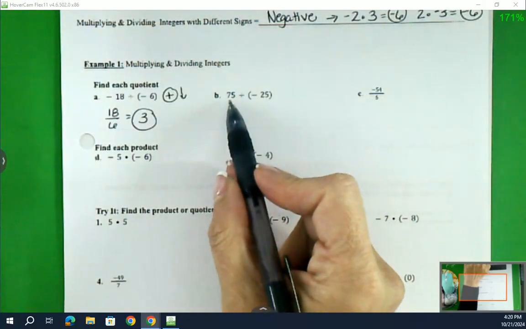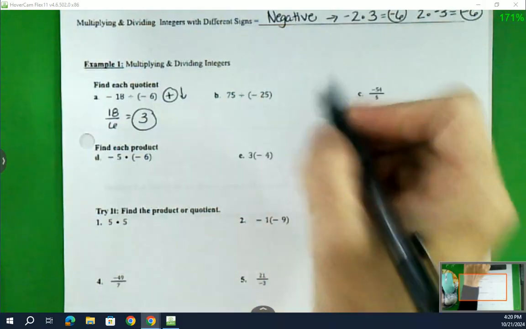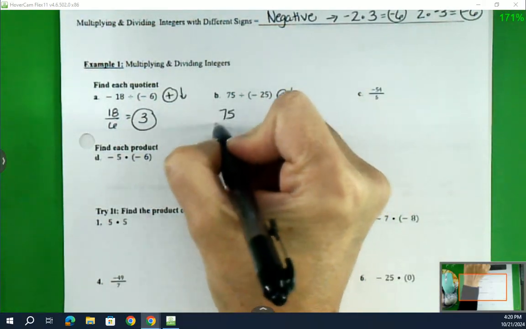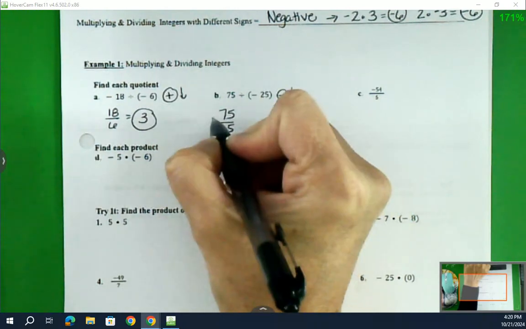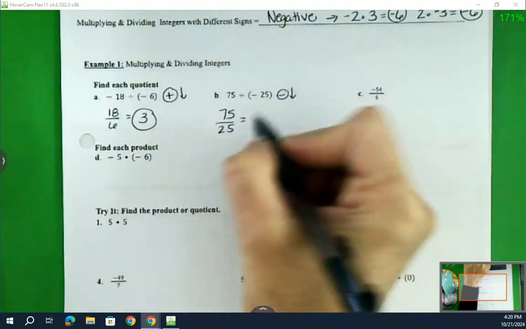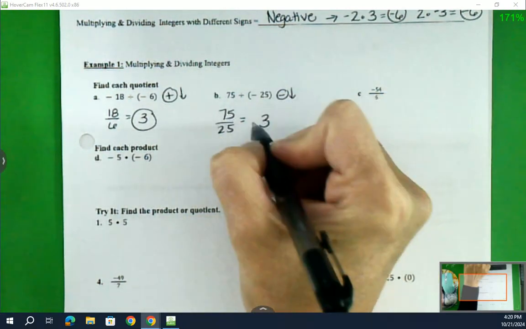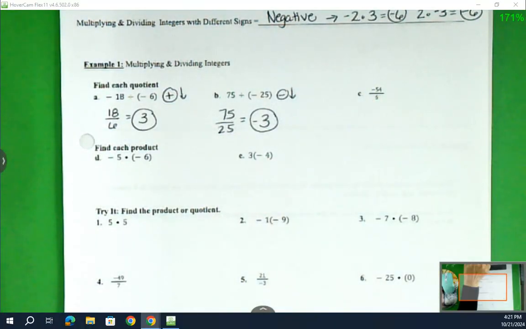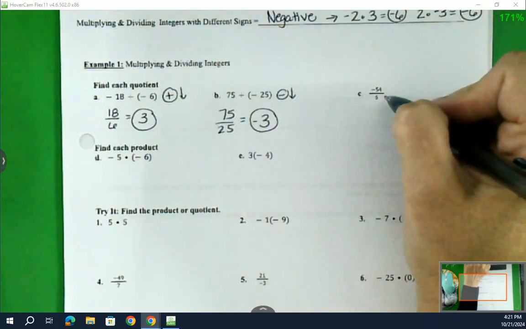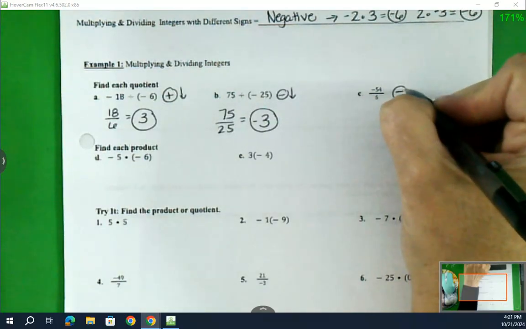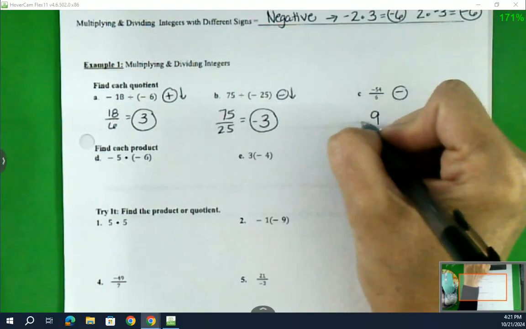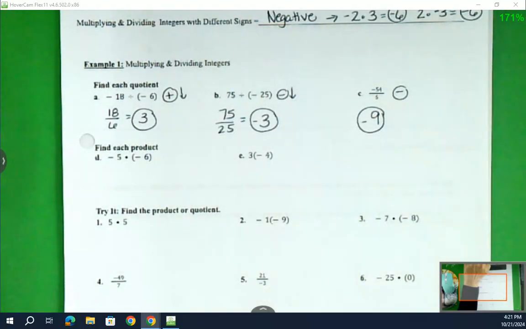For part B, we have a positive number divided by a negative number. So that's going to give us a negative answer. And then we do 75 divided by 25 is 3. So our answer is going to be negative 3. For part C, we have a negative divided by a positive. Again, we're going to have a negative answer. And 6 goes into 54 9 times. So our answer is negative 9.